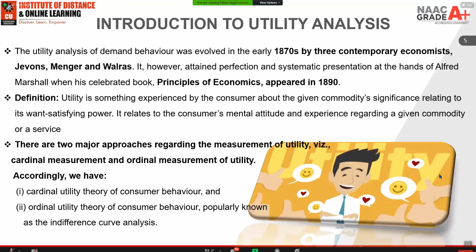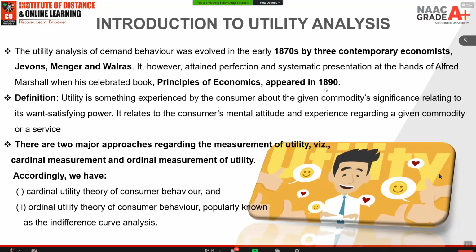So first of all, let's have an introduction to utility analysis. The utility analysis of demand was evolved in the early 1870s by three economists. Who were the three economists? Jevons, Menger, and Walras. It attained perfection and systematic presentation at the hands of who? Marshall, in his celebrated book, Principles of Economics. This appeared in 1890. Right? So this is important from the MCQ point of view. The term utility was given by Marshall in his book Principles of Economics. So this was the background to utility.